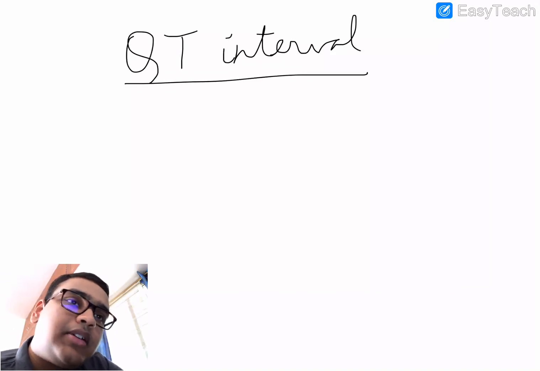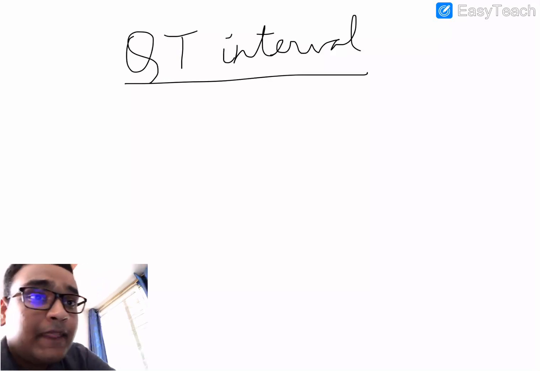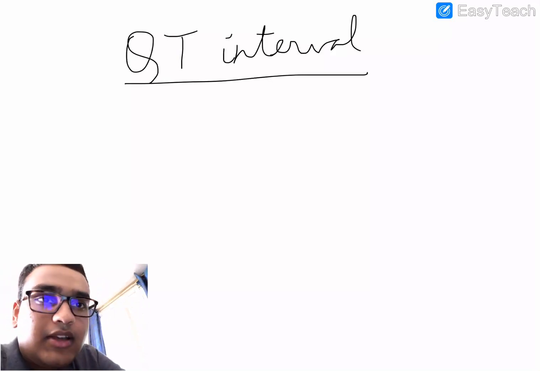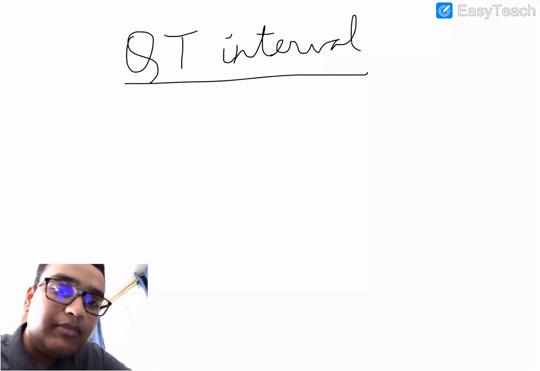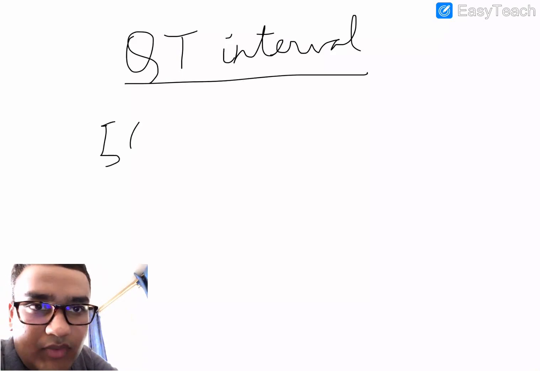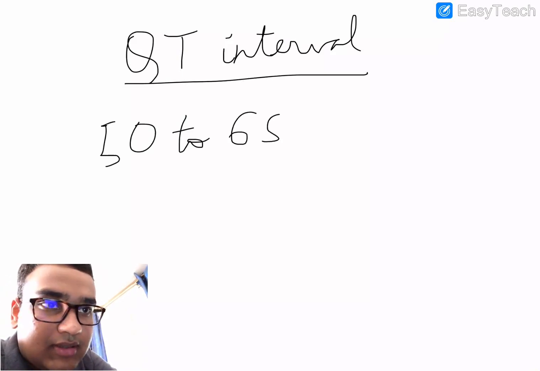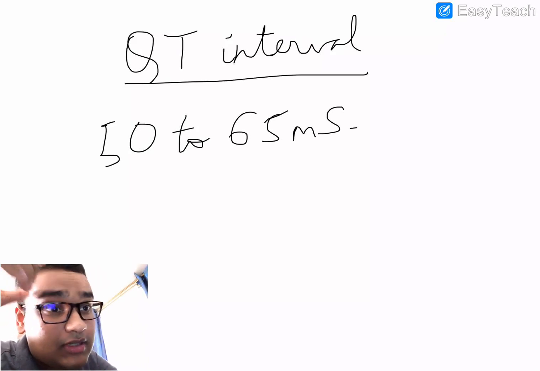So why is it important? Any changes in QT interval have certain specific causes. For example, certain drugs can cause QT interval prolongation. So how do we calculate QT interval? There are certain formulas to calculate QT interval. Normally, QT interval can change from beat to beat. It can change by 50 to 65 milliseconds.